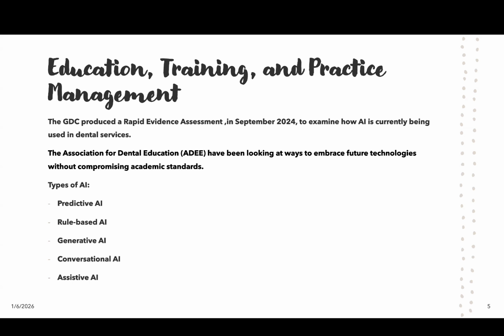As well as this, the Association for Dental Education in Europe, also known as the ADEE, has been looking at ways to embrace future technologies without compromising academic standards. They have looked at things such as generative AI, iterative learning, rule-based AI, predictive AI, conversational AI, and assistive or reactive AI.